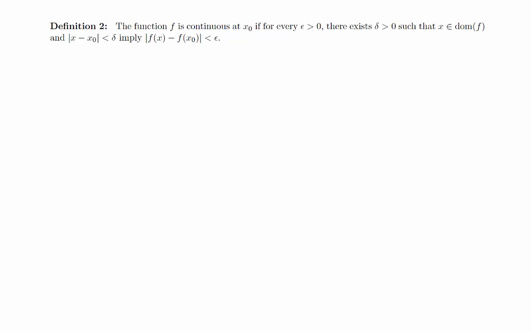Here's the alternative definition. Definition 2. The function f is continuous at x0 if, for every epsilon greater than 0, there exists a delta greater than 0, such that x in the domain of f and absolute value of x minus x0 less than delta imply that the absolute value of f of x minus f of x0 is less than epsilon.